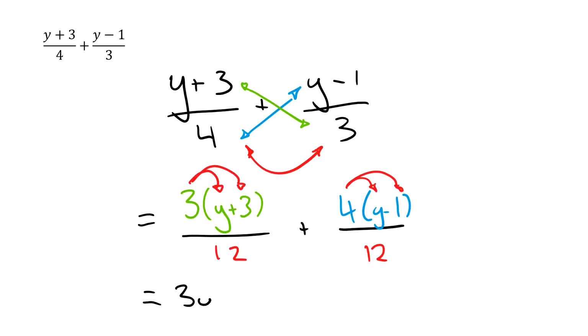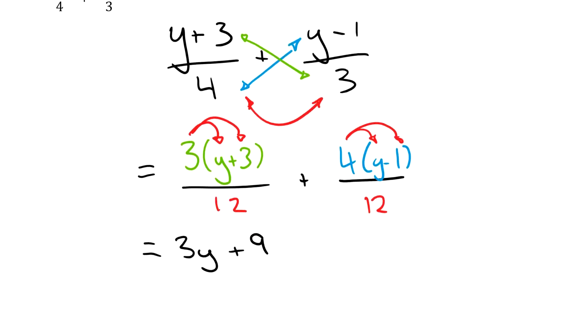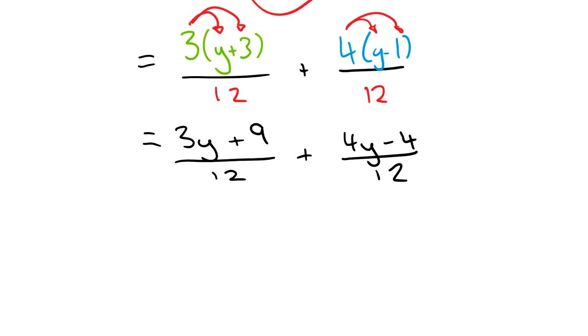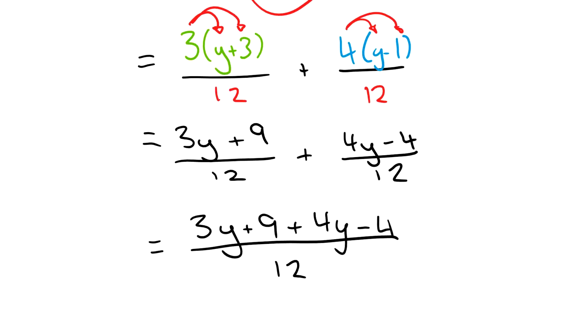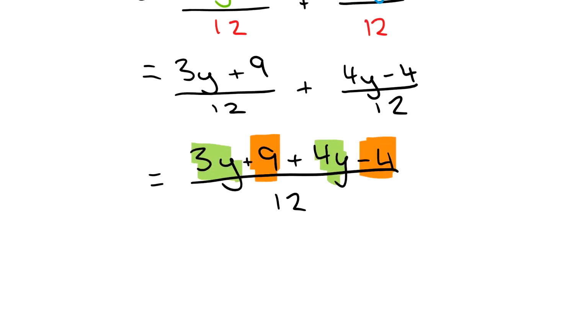So we get 3y plus 9 over 12 plus 4y minus 4 over 12. Once you get that, we can just start putting everything together. We get 3y plus 9 plus 4y minus 4 all over 12. Start to look for your like terms. We have y's here and y's here, and a regular number here and a regular number there. So now we can simplify this down. You get 3y plus 4y, and 9 take away 4, all over 12, and that's your final answer.